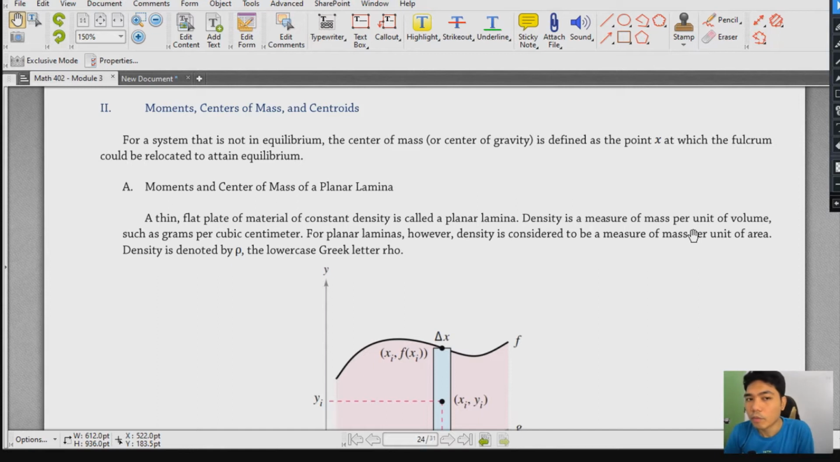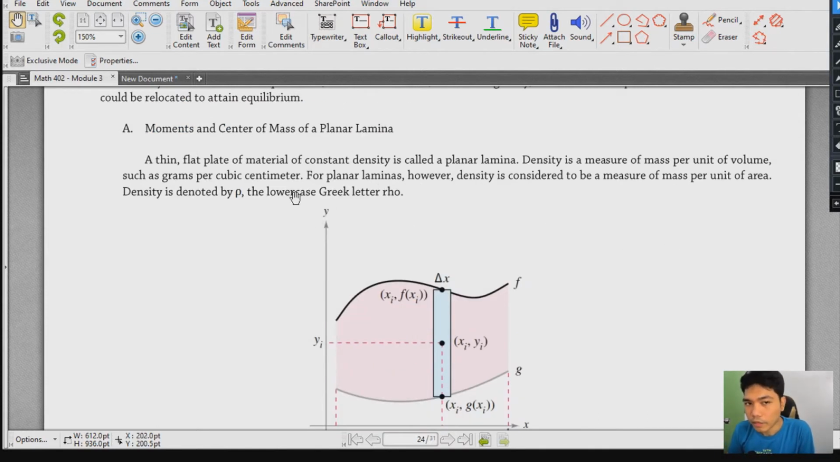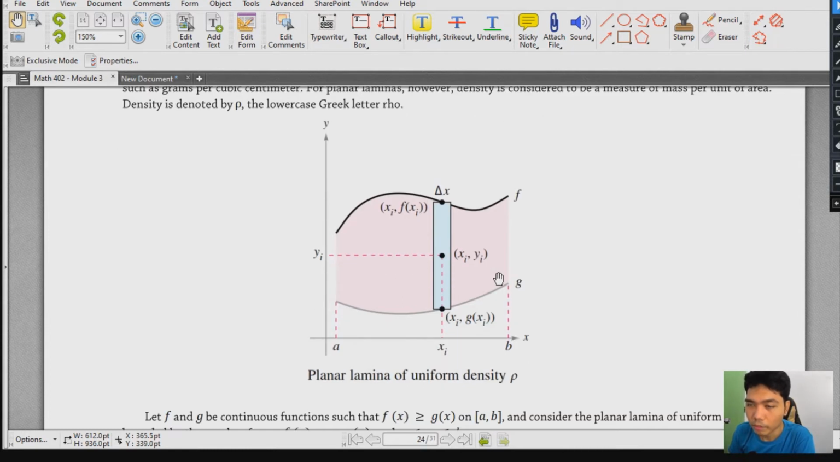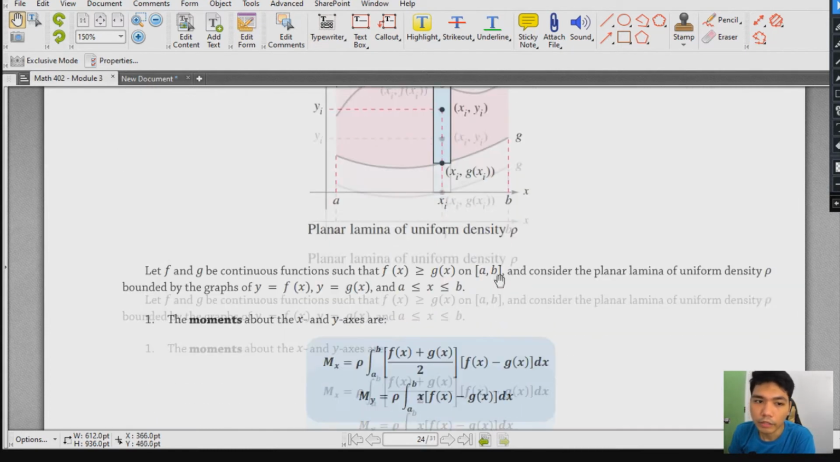So if you have moments and center of mass of a planar lamina, this is a thin, flat plate of material of constant density called the planar lamina. So yun yung tawag natin doon, no? The density in this case would be considered as the mass per unit area. So for any planar lamina, the density is just the mass per unit area. Kasi syempre, this is an area, it's not a solid figure.